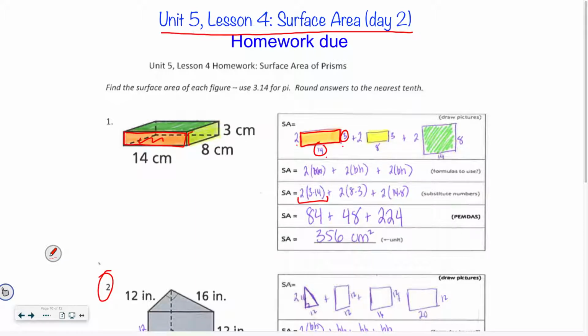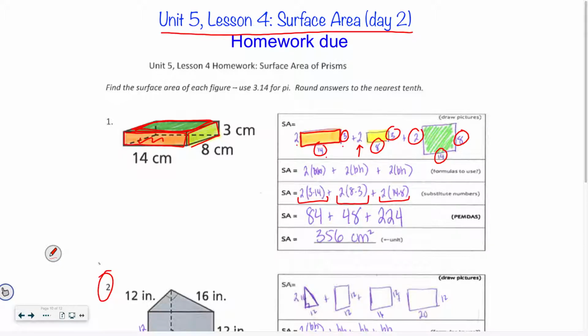Then I went to the yellow one. That yellow rectangle in my picture is 8 by 3. We have 2 of them, so therefore you're just going to have 2 times 8 times 3. And then this top one here is the largest of the rectangles, and it is 14 by 8. Again, you have 2 of them, so 2 times 14 times 8.